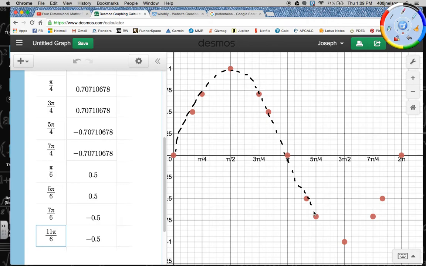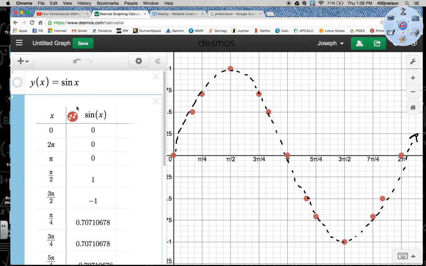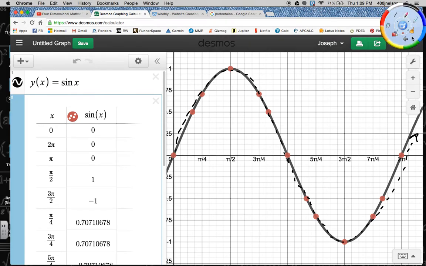Notice, though, I don't do any corners. This is a rounded curve. It's very, very smooth. And if I go back up and I just tell it to actually graph sine of x, which you can do, obviously. Look at there. It graphs the sine of x function. It follows all of these dots up and down.